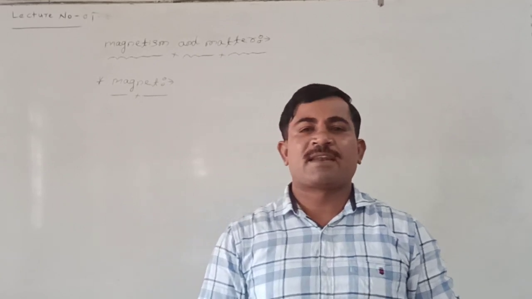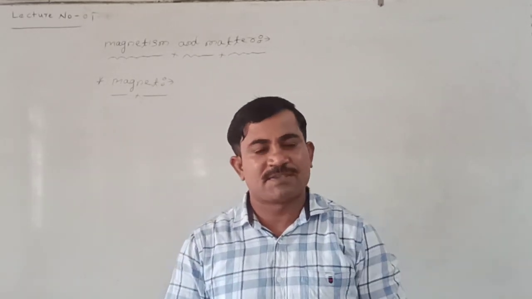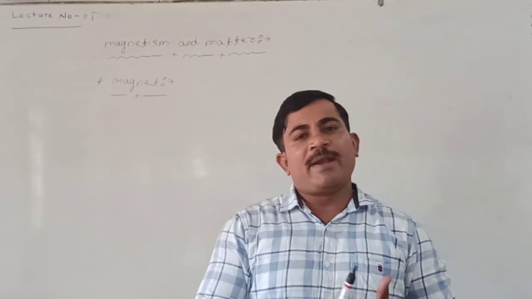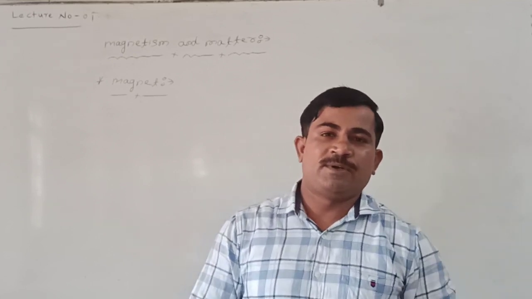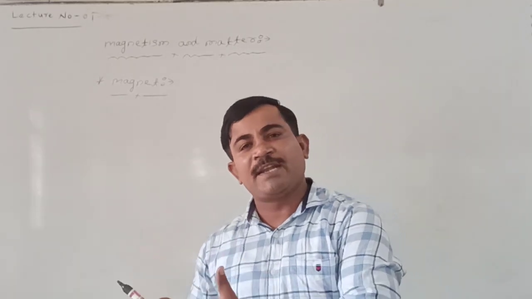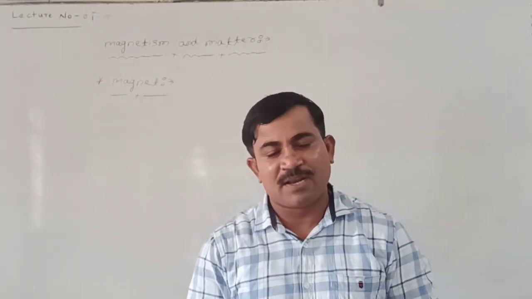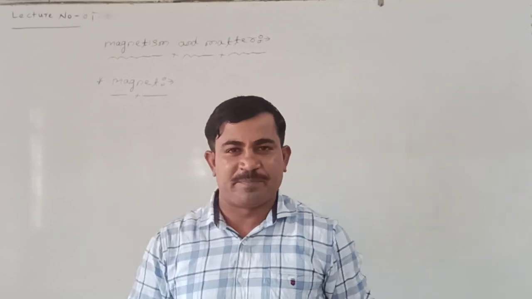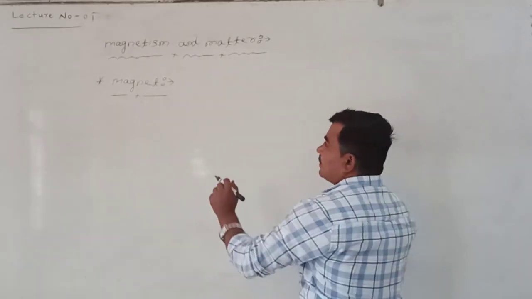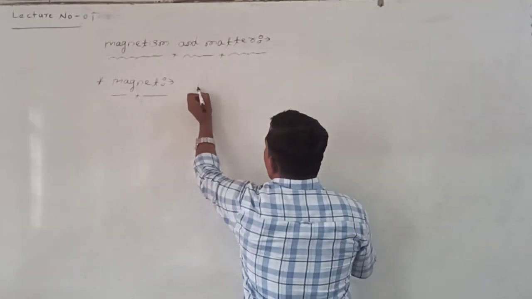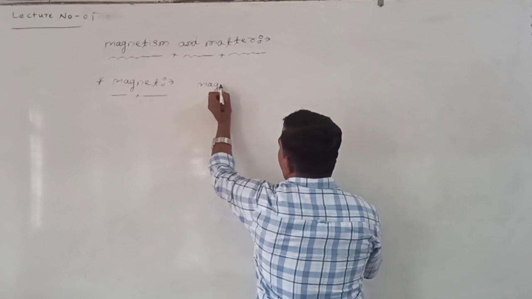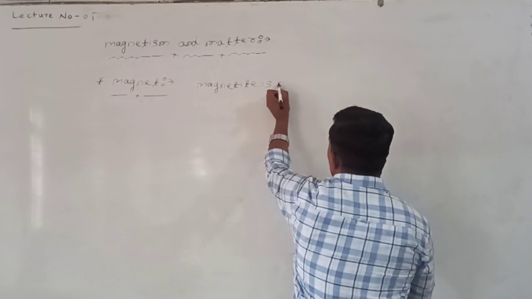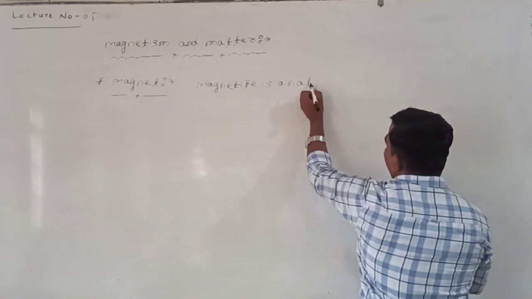The natural magnet is called magnetite. Its chemical formula is Fe3O4. This material is available in the earth's crust in a very small amount, and it has the ability to attract small pieces of iron, nickel, cobalt, and aligns in a north-south direction when freely suspended. See here, the natural magnet that we are calling magnetite is a natural magnet.